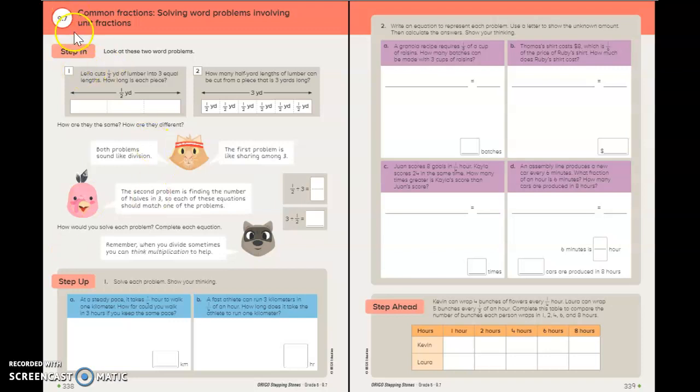Hi everyone, we're starting with 9-7, common fractions, solving word problems involving unit fractions. So everything we've been doing up to this point, but now we're just throwing in some word problems. So it says, look at these two word problems.